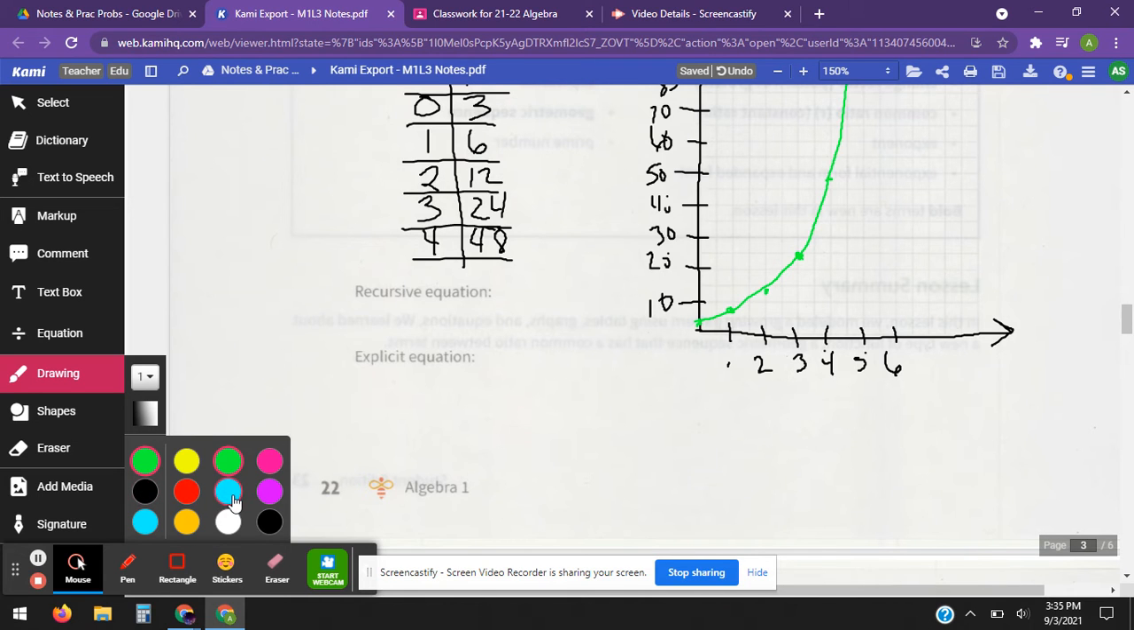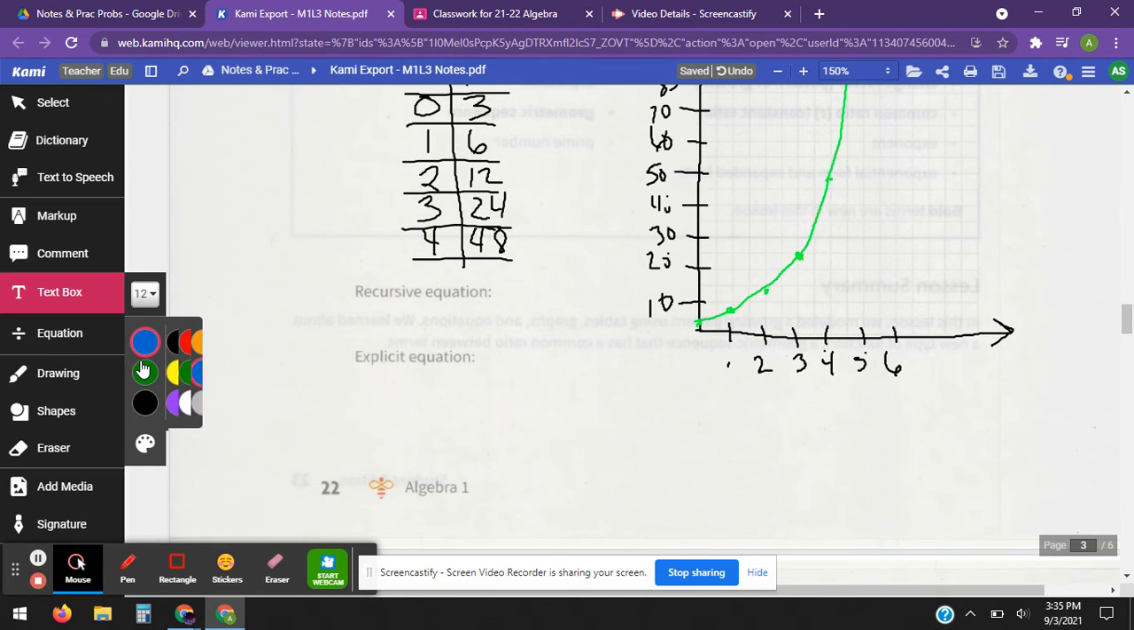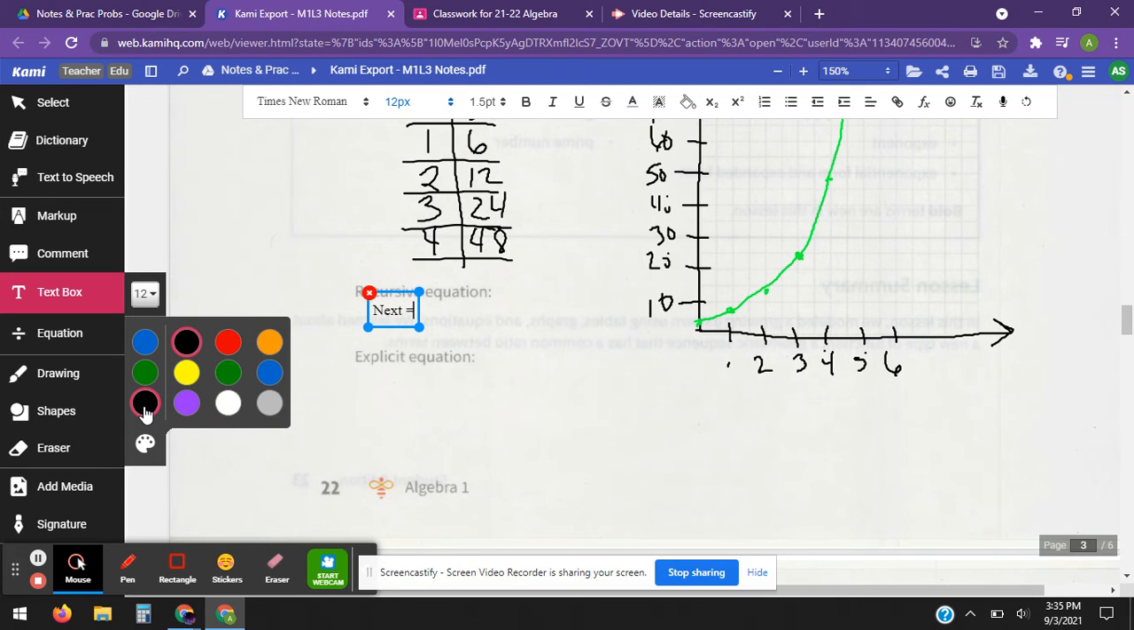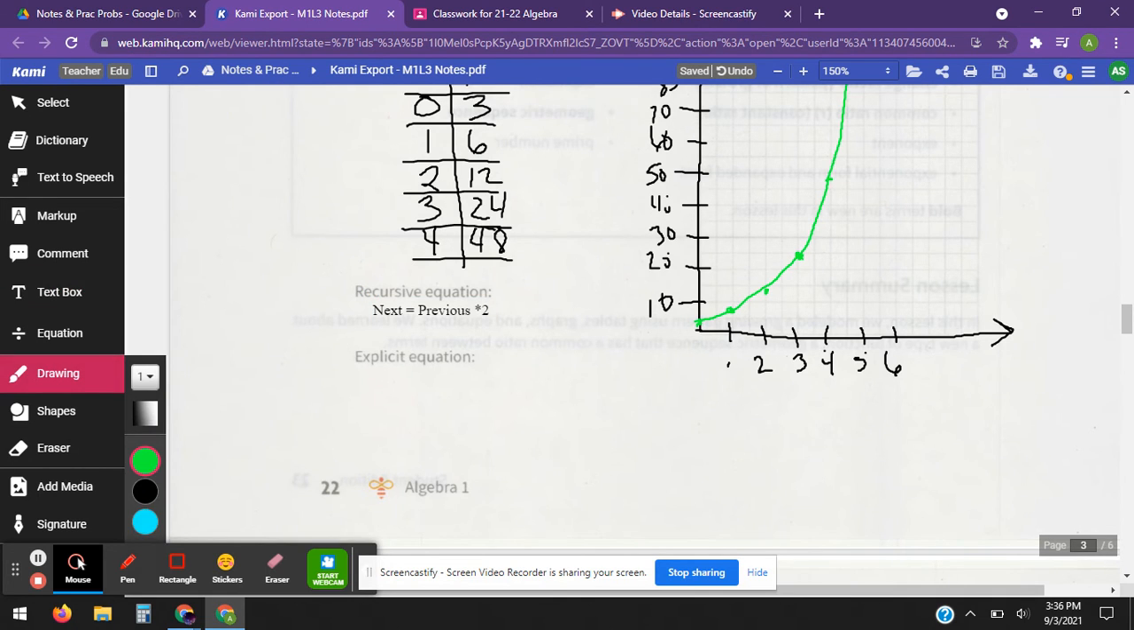So our recursive equation, I'm going to go ahead and do it a couple different ways. So the first way I'm going to do it is kind of the terms for it, where we say next equals previous times 2. Okay, now the other way I'm going to write it is going to be down here, and I'm going to highlight the different parts as we do it.